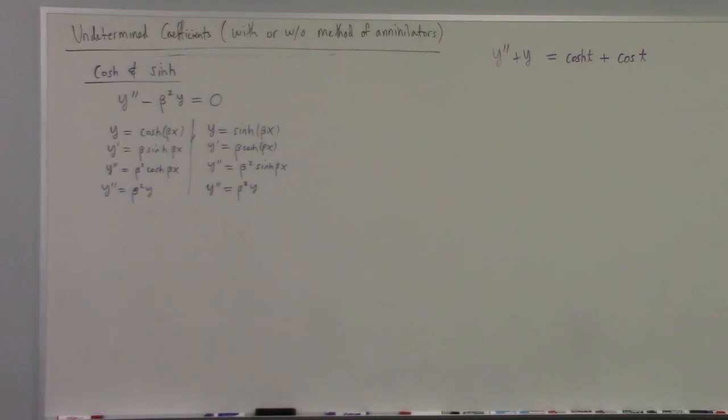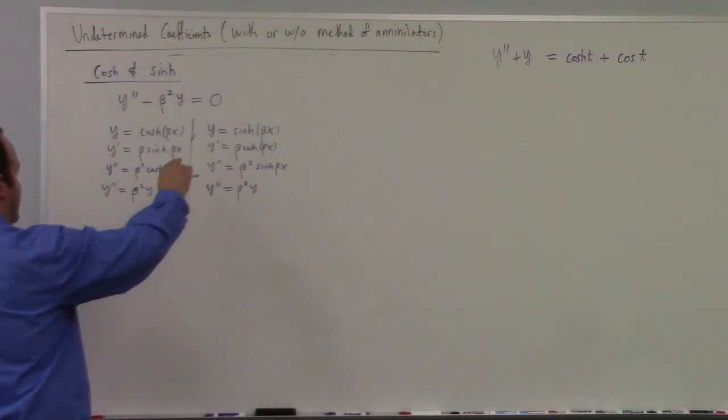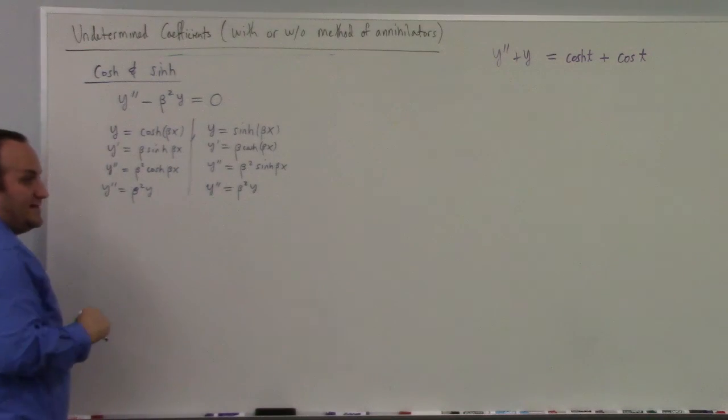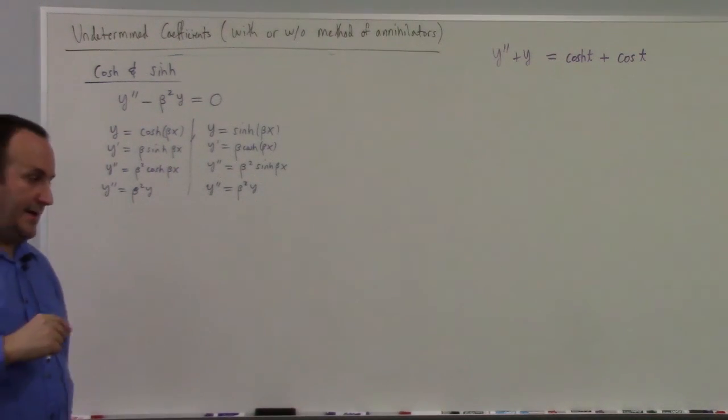In the same way that cosine and sine are solutions to y prime prime plus beta squared y equals 0, right? If I change that minus to a plus, I just erase the h's and put some minuses. Still true.